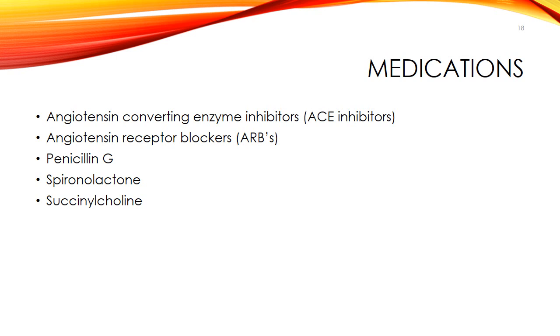ACE inhibitors and ARBs are used in the treatment of hypertension. They work by inhibiting either the production or the effect of angiotensin II on the body, but they also block the production of aldosterone, which we have already learned is one of the main controllers of potassium in the body. This causes an increase in potassium. Penicillin G contains potassium. Now, normal people can handle the extra potassium, but patients with renal impairment may develop hyperkalemia from using either IV penicillin G or oral penicillin G.